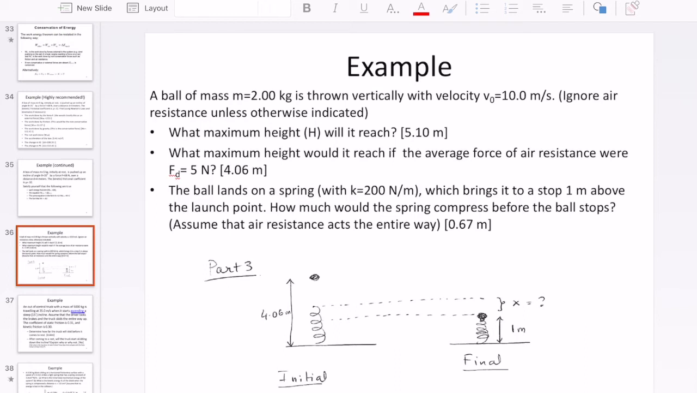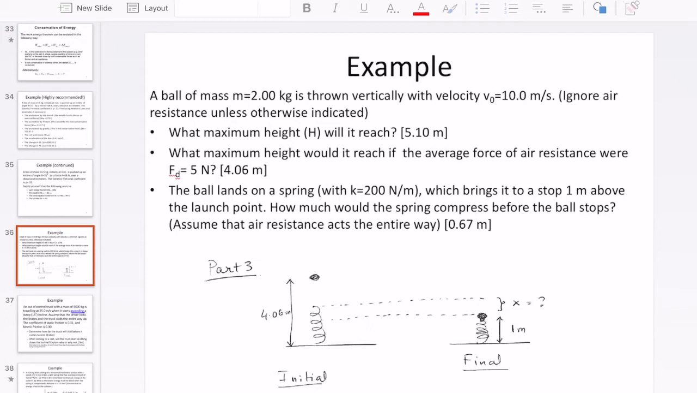Okay, so in this video, we are going to study some examples of applying conservation of energy, and then we are going to briefly talk about power, and that will conclude our discussion of chapters 6 and 7.